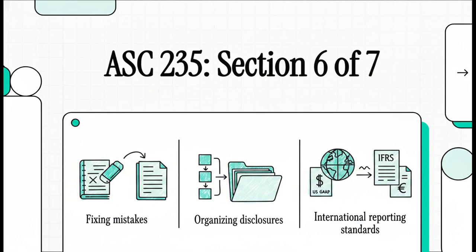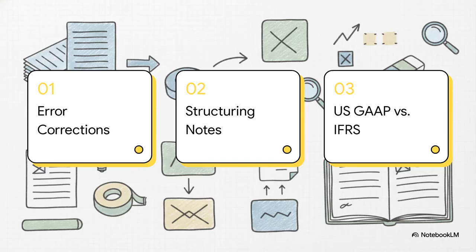In our previous lesson, we unpacked the complexities of commitments, contingencies, and disaggregation, really focusing on what absolutely must go into those notes and the critical difference between a probable and a reasonably possible item. Today, we are jumping right into section 6 of 7, tackling 3 incredibly crucial topics: how to fix mistakes when things go wrong, how to properly organize your disclosures so they actually make sense, and how international reporting standards can completely shake things up.